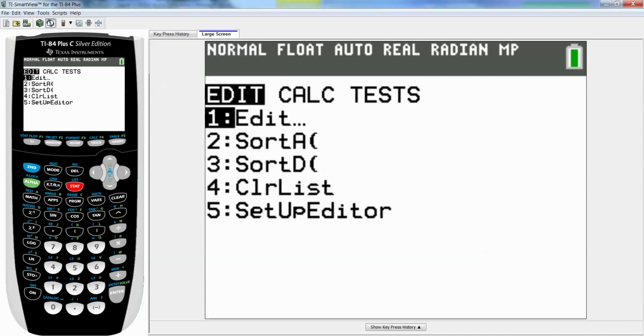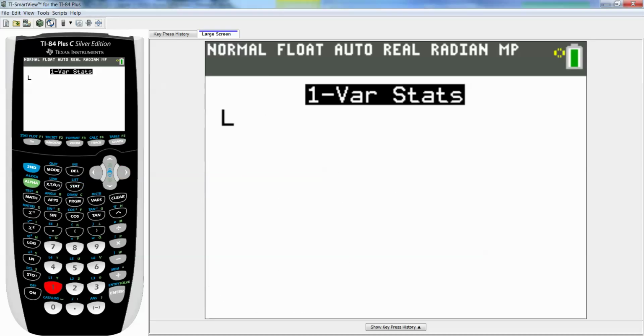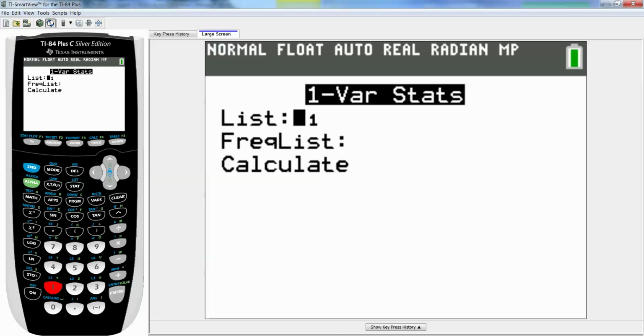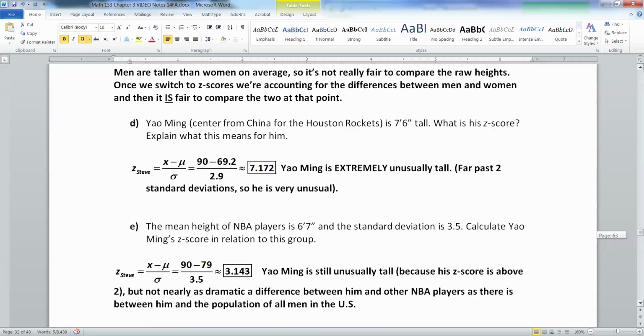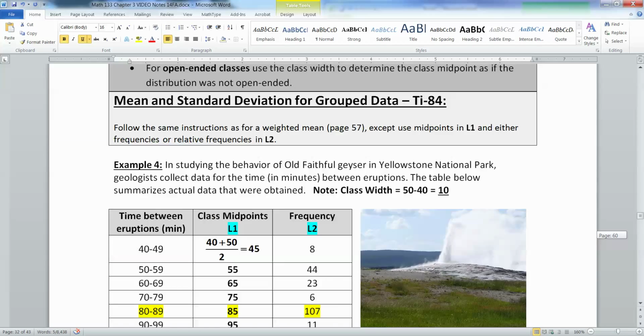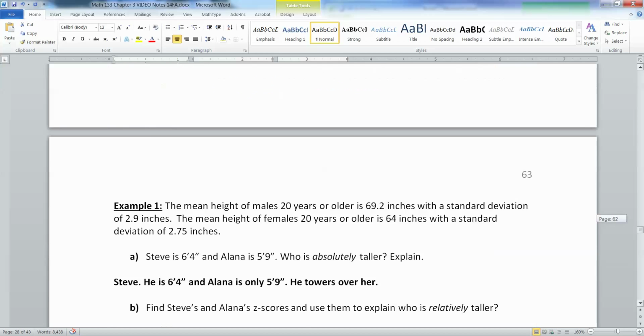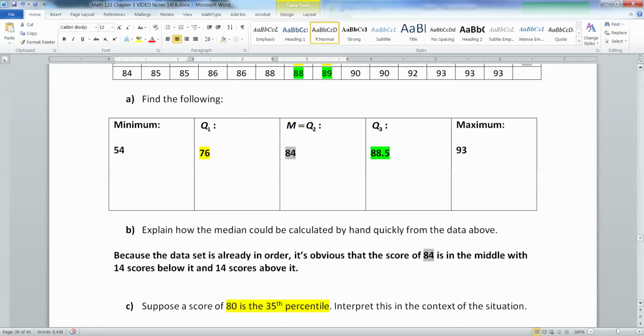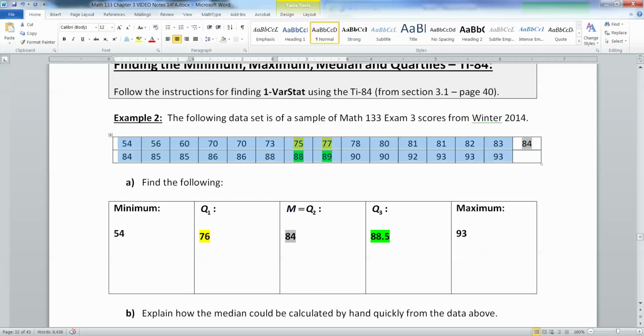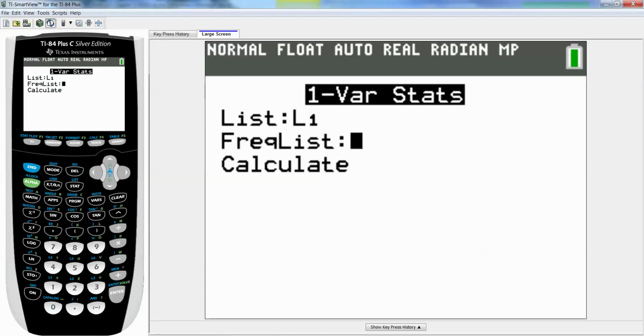So I'm going to press Stat, go to Calculate, pick number 1. I want L1 for my list because that's where my data are, but I want frequency list to be blank. So I press clear if I had L2 in there. Clear it out, you want nothing there. You only use frequency list when you have a frequency distribution or a relative frequency distribution or a weighted mean, things that we had in section 3.3. Remember when we were looking at the Old Faithful geyser? That's a frequency distribution. So you would use L2 to get your frequencies in the calculator. But we don't need that now because we just have a giant data set of raw data. It's not that giant, but it's big enough.